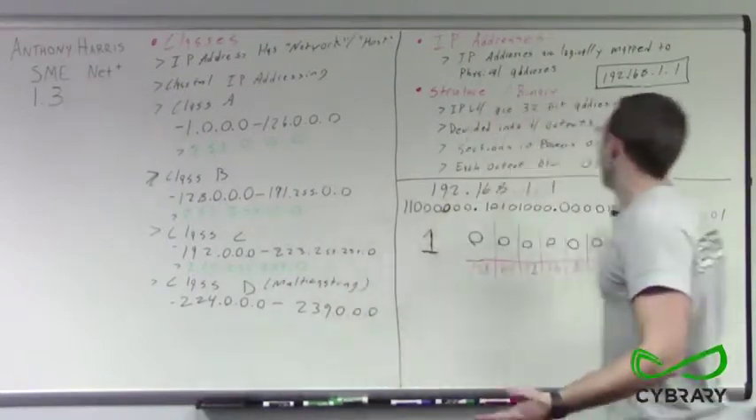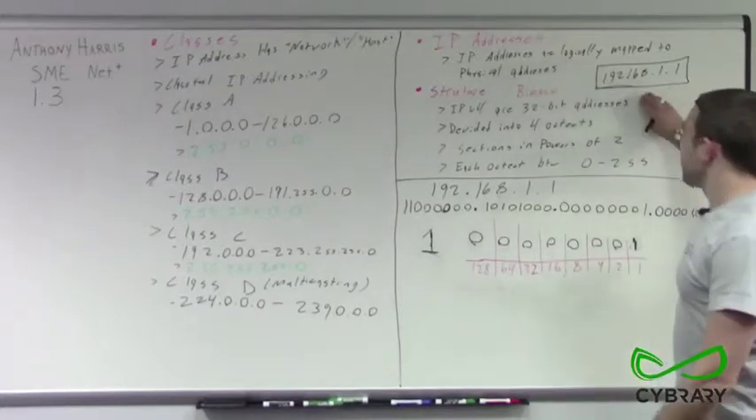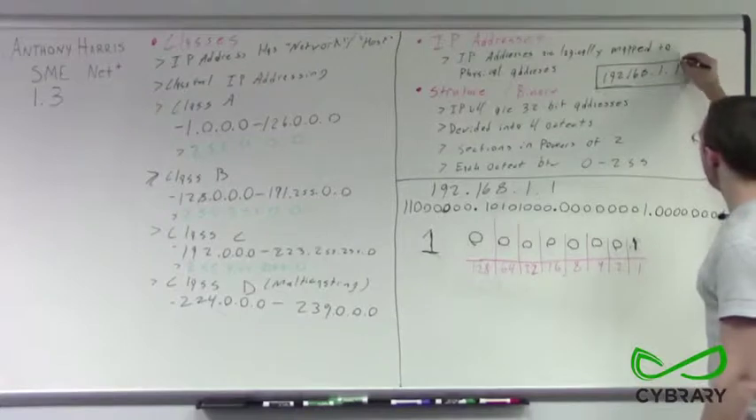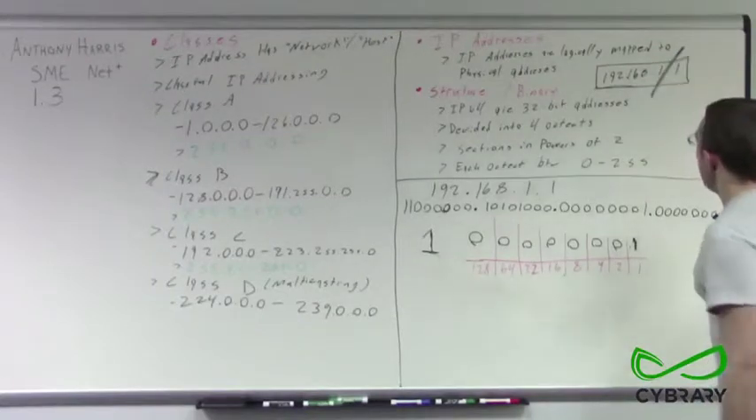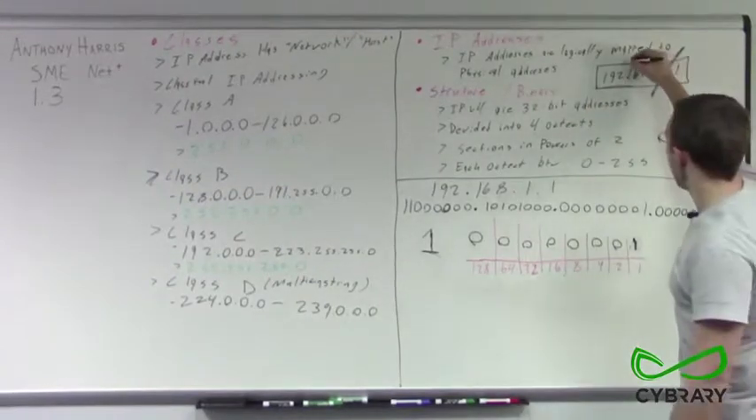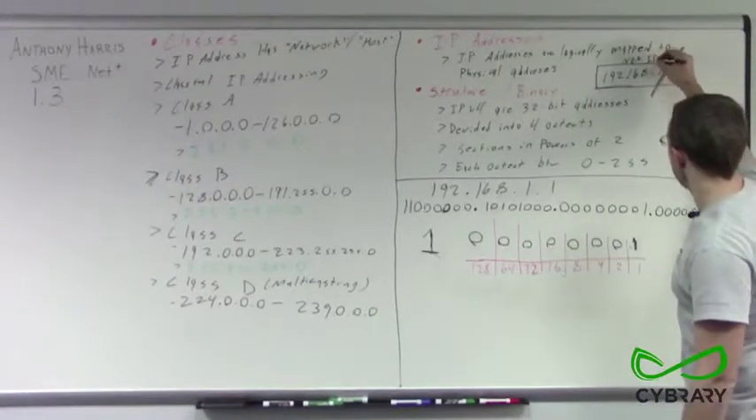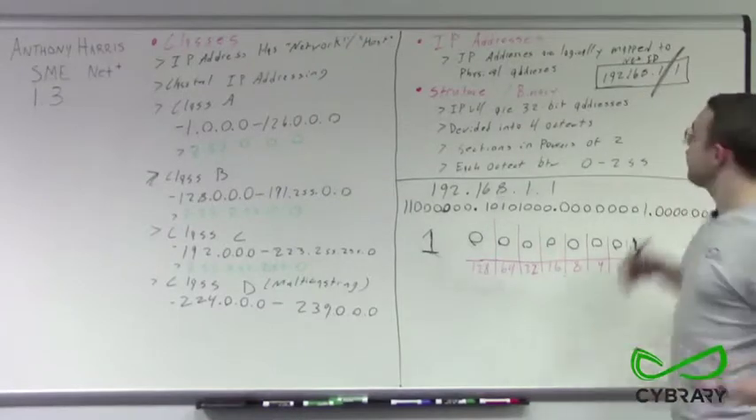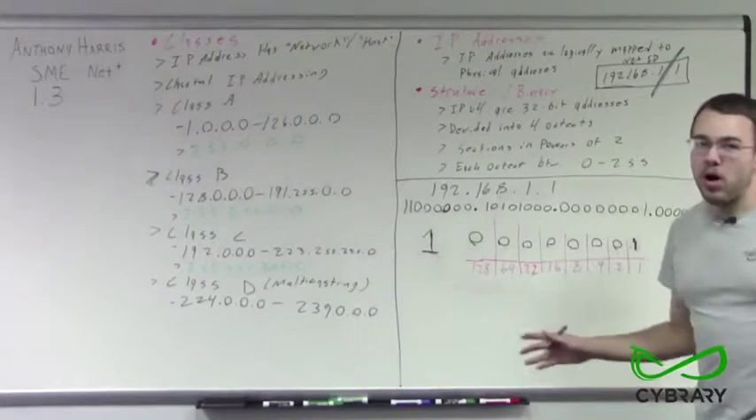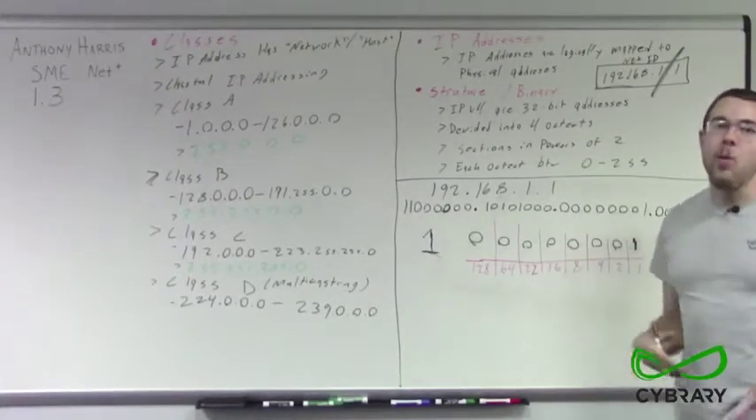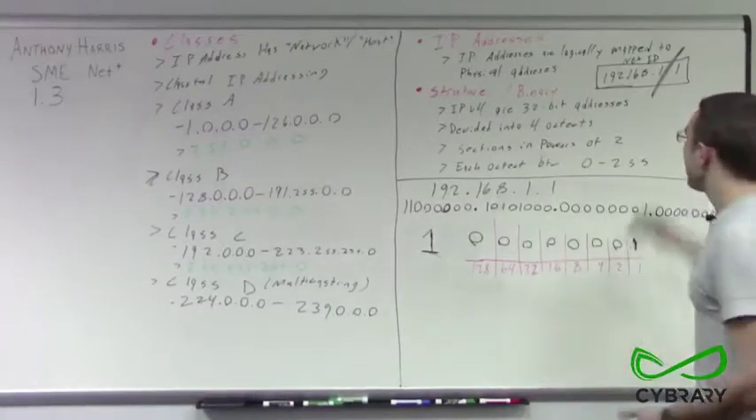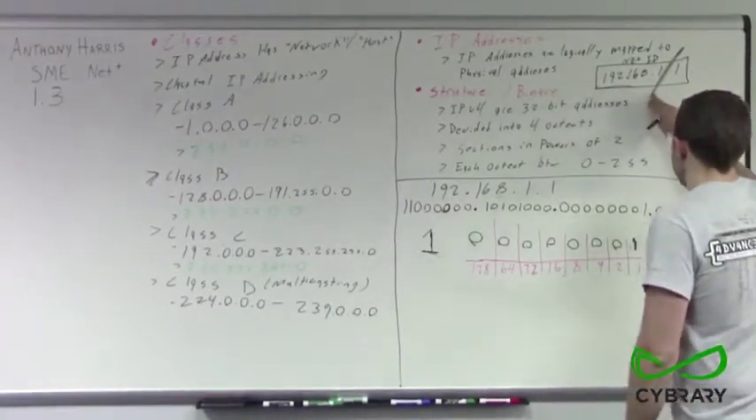So our 192.168.1.1, its subnet mask is going to allow us to know that everything to the left of this line is our network ID, is our net ID. So our network ID is 192.168.1. That's our network that we're on. Every computer inside of our network, every computer that we can connect to without having to go through a router is going to start with 192.168.1.